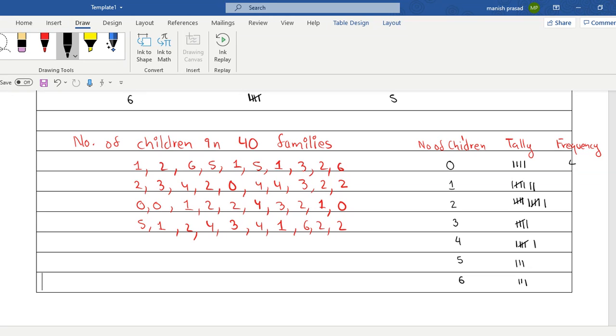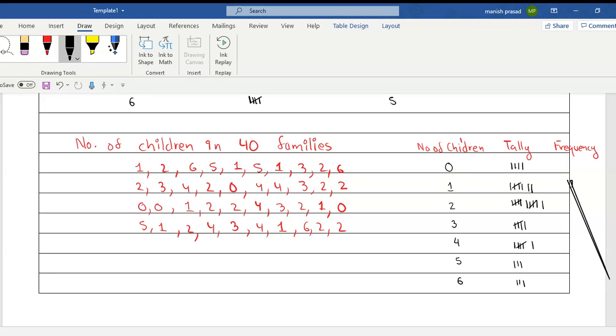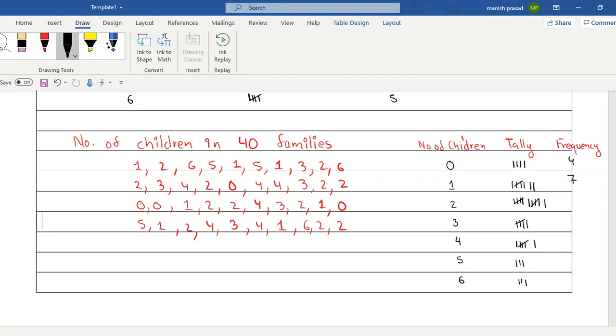Let's check: 4 and then a 7. 4, 7, 11, then 5, 6. Okay, 3 and a 3. That's it. Check. If we add, it should be 40. So 7, 4, 11, 22, 27, 27 plus 6, 33. Somewhere it is wrong. I put 22 but there are 12 twos: 2, 3, 4, 5, 6, 7, 8, 9, 10, 11, 12. Yes, there are 12 twos. So now we have it correctly. Check.